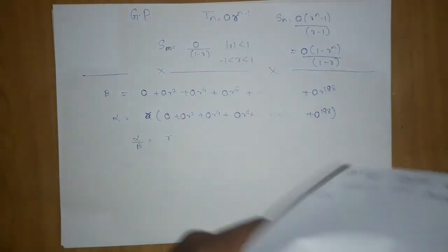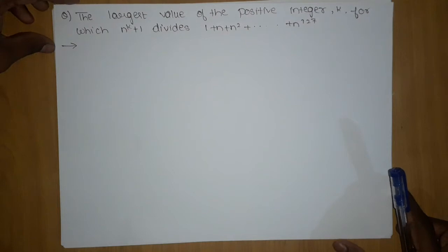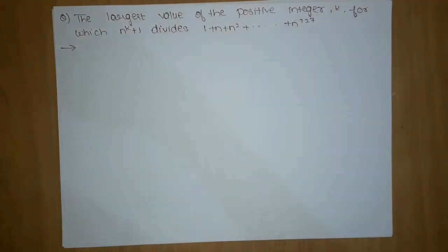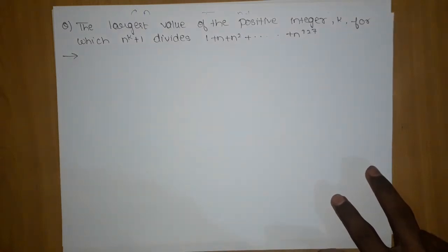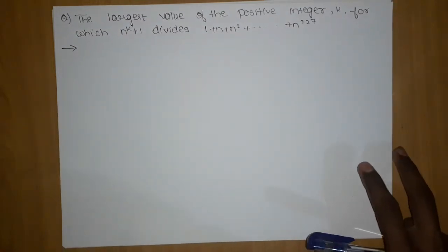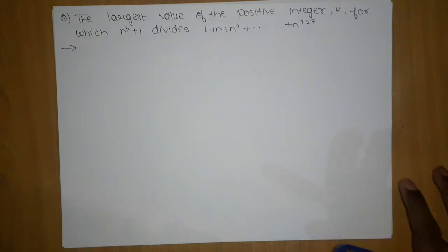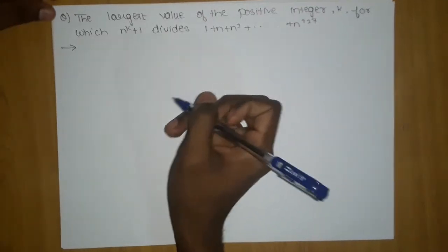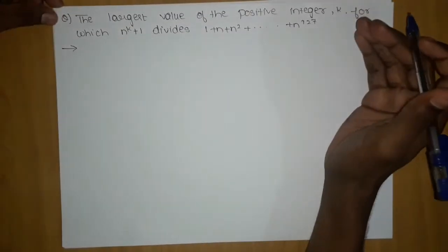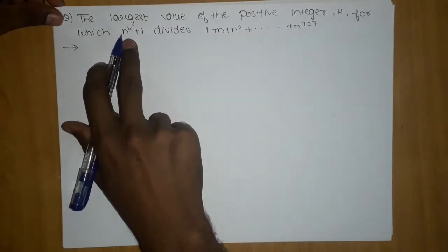The next question says: find the largest value of the positive integer k for which n power k plus 1 divides 1 plus n square till n power 127. Now we want to find the largest value. What does it mean? When I divide this by this whole thing, I should get some factor, and we want the factor with the highest power.